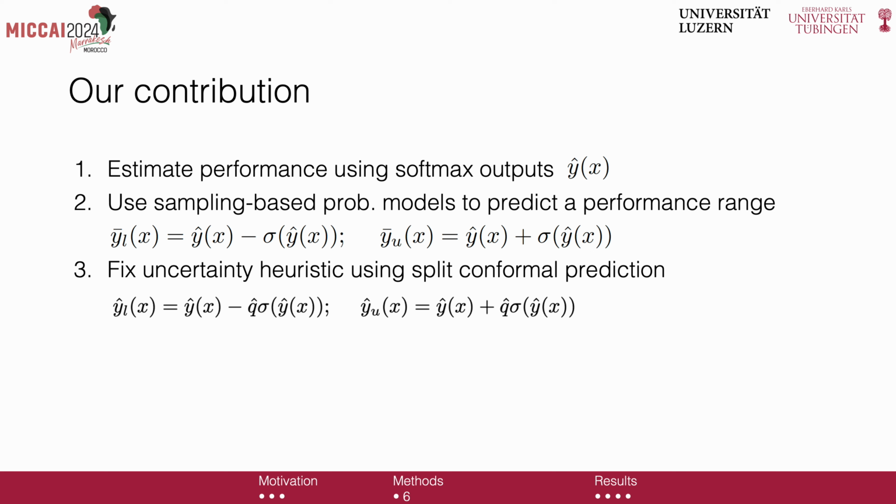First, we estimate the DICE score from the softmax outputs. Second, we use sampling-based probabilistic models to predict a heuristic performance range, so a lower and an upper bound. And then we apply conformal prediction to turn the heuristic uncertainty from the models into rigorous ones, and therefore obtain statistical guarantees that the ground truth performance is within the predicted performance range with a certain probability.